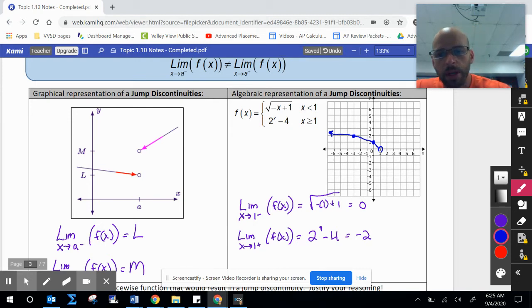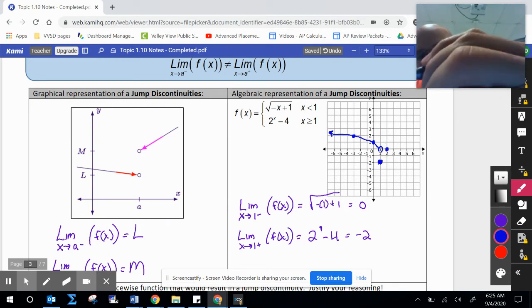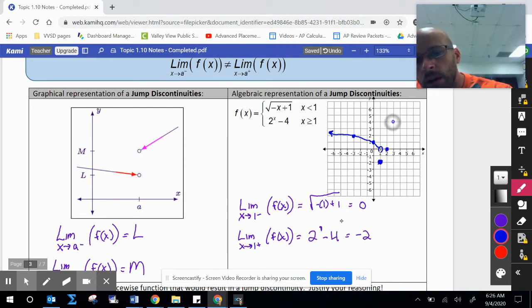And then I have an exponential function. If I plug in 1, we would know we're at negative 2. And I can make that a closed circle. If I plug in 2, I'm at 0. If I plug in 3, I'm at 4. So I get something that looks like this.